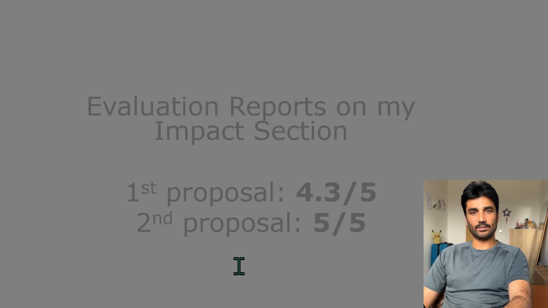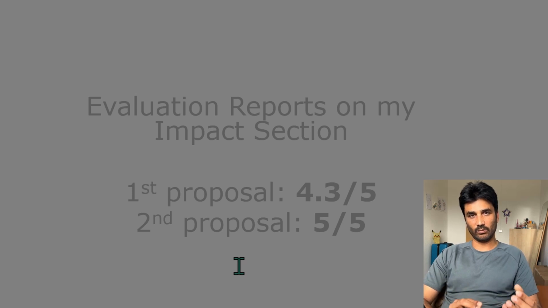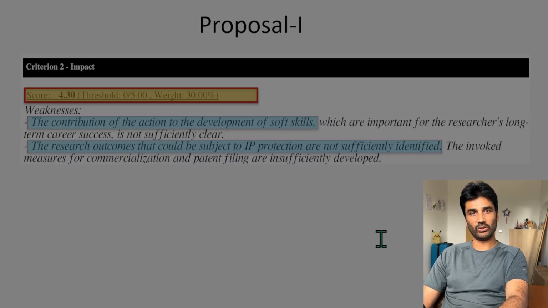So next, I will show the evaluation reports of the two proposals that I wrote, and these evaluation reports will be about the impact section. For the first proposal I wrote, I had 4.3 out of 5, which again is not a bad score, but my implementation section was not properly written, so it killed my proposal. I still had some weaknesses in the impact section that were pointed out by the reviewer, so I will tell you that. But when I wrote the second proposal, I got 5 out of 5. So now I share both of these evaluation reports with you.